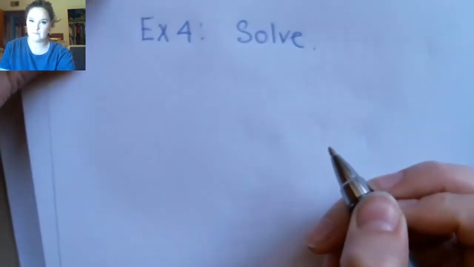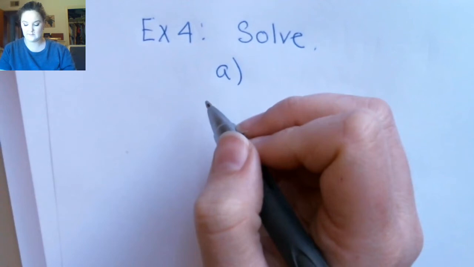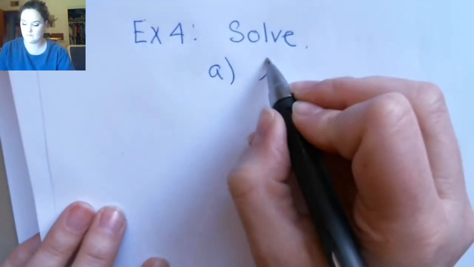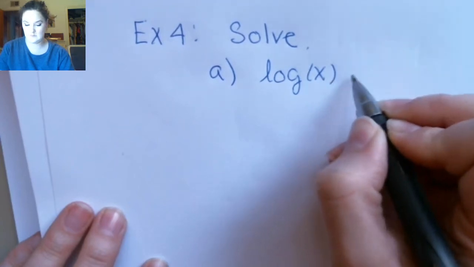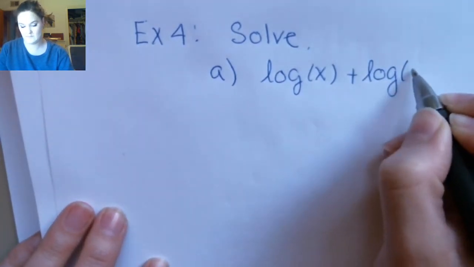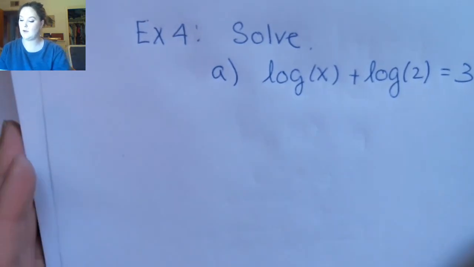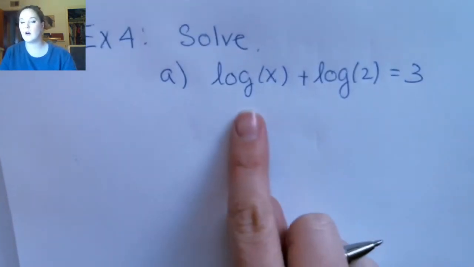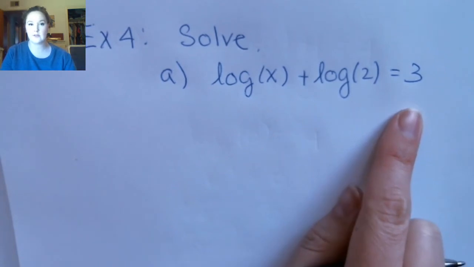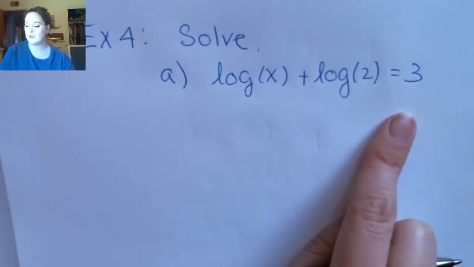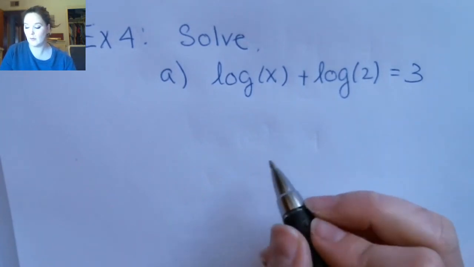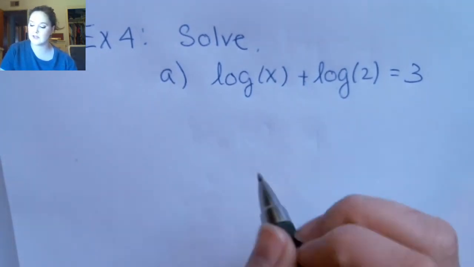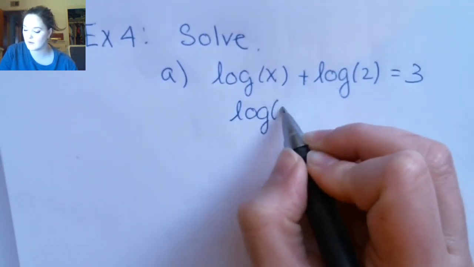Let's talk about what happens when you need to use the log properties. Okay, so now we have the two logs together on one side and everything else on the other side, so that's a good start. Now we want to combine these two using the log properties. So remember, when you add two logs, that's the same as multiplying the inside part or the argument.